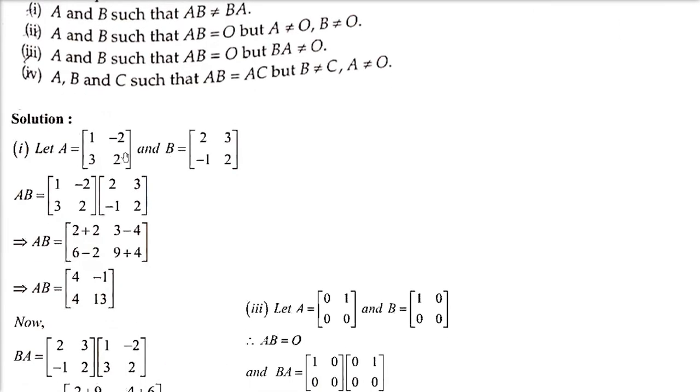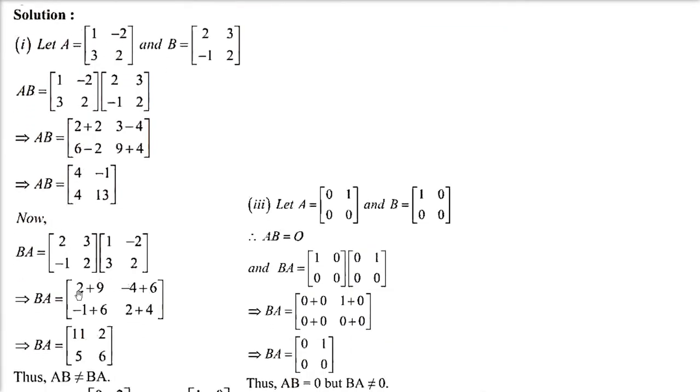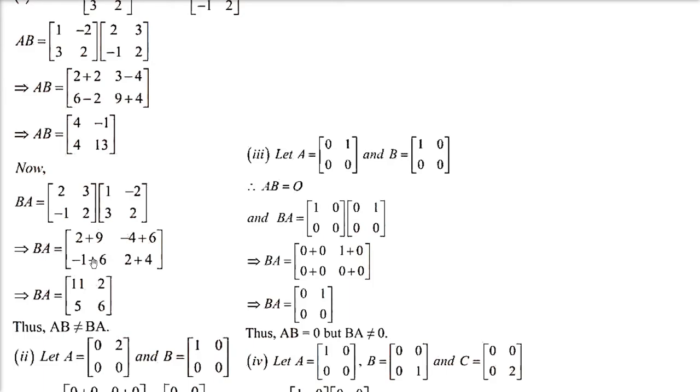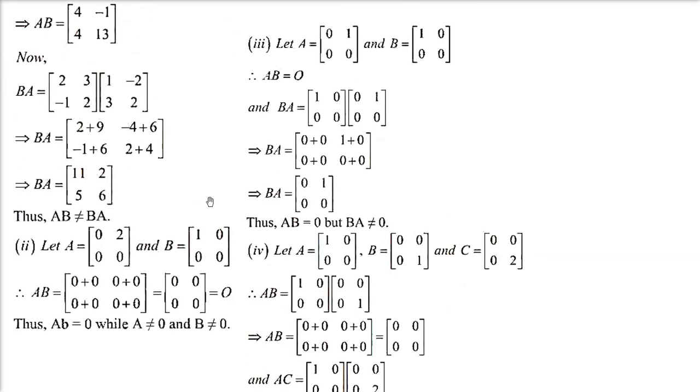A is this matrix, B is this matrix. Once you multiply it, you can take any matrix. You can use any 2 by 2 matrix, and you see AB and BA will not come equal because they are not commutative. Sometimes it may come equal, but most of the time, means 99.9% of the time, AB will never be equal to BA.